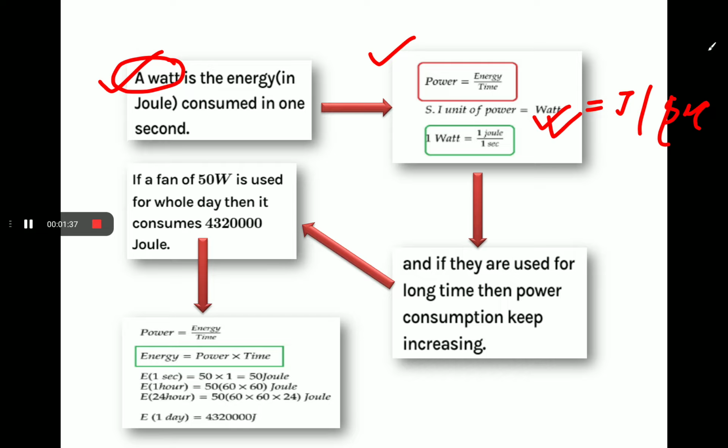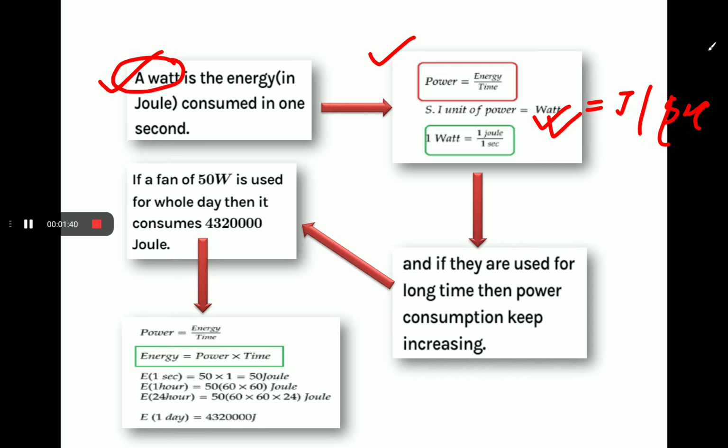Now when a device is run for a long period of time, the energy consumption keeps on increasing. To understand it, suppose there is a fan of 50 watt used for the whole day. Whole day means it is used for 24 hours. Then when a fan of 50 watt power is used for 24 hours, it consumes this amount of joule, and this can be calculated.